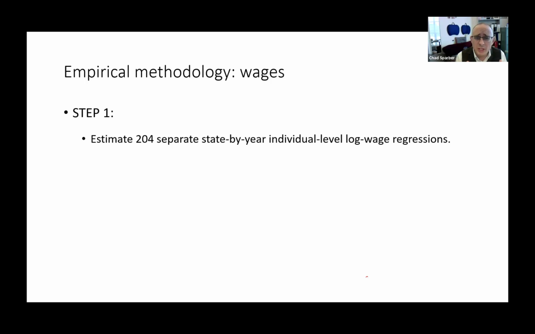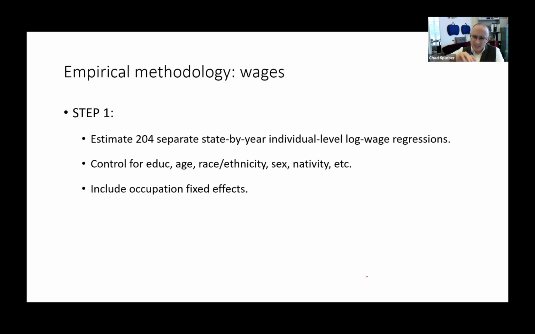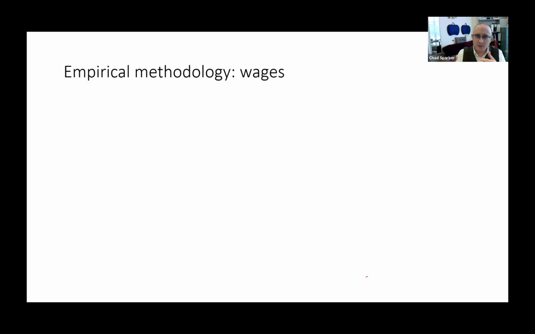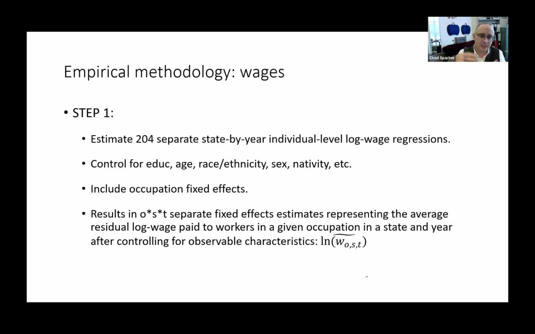In the first step, what we do is we actually estimate 204 separate regressions. These are going to be individual regressions of log wages that are going to be specific to each state and year. So think 51 states in 4 years. And in these individual regressions, we've got the log wage on the left-hand side, and then on the right-hand side we're going to have some standard demographic features, education, age, and so forth. But then importantly, we're going to have these occupation fixed effects, okay?